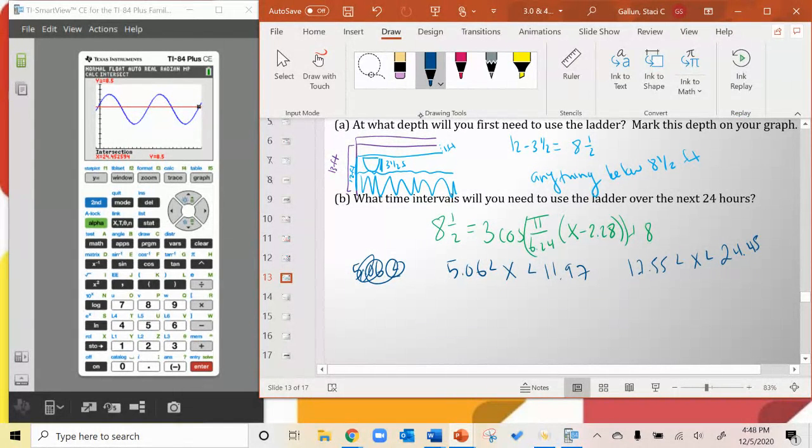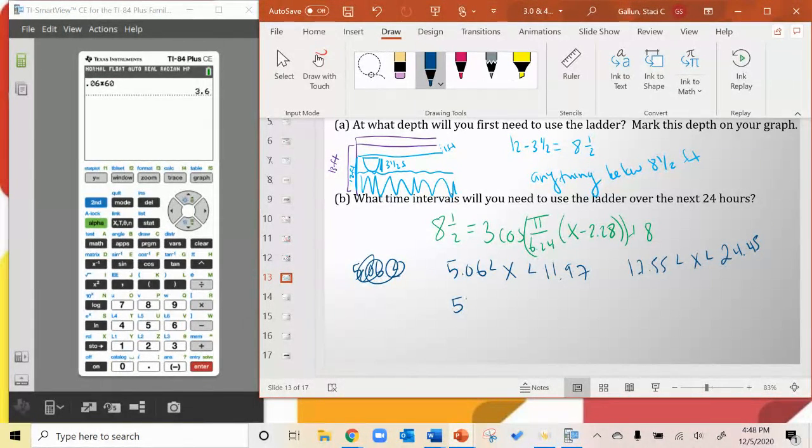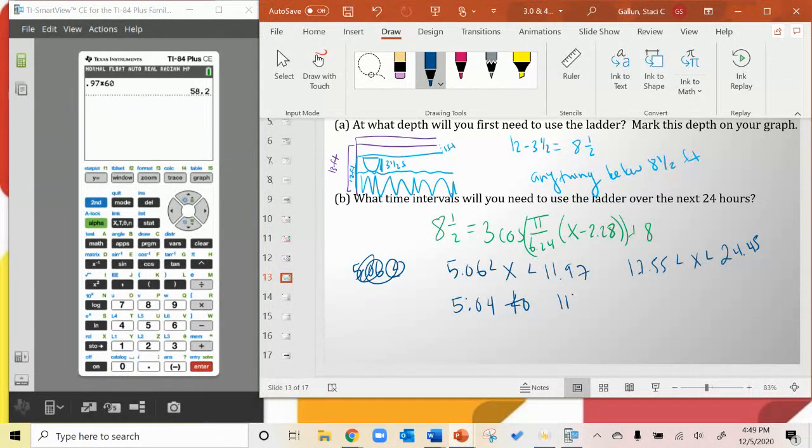And if we wanted to convert these to times to make it a little bit more sensible, I could go ahead and figure out that 0.06 of an hour is going to be 3.6 minutes. So this is going to be at like 5:04 to 11.97. Sorry, 0.97 times 60 is 58, so to 11:58. This is approximate.